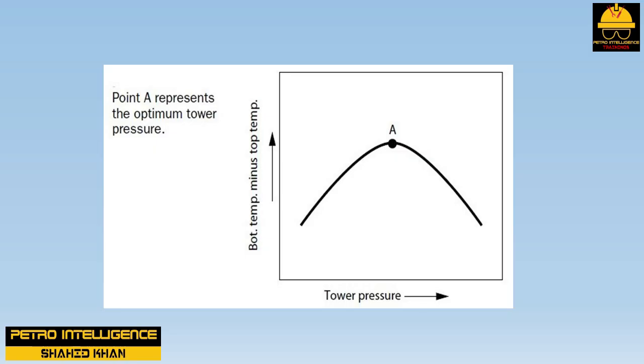This picture illustrates this relationship. Point A is the incipient flood point. In this case, the incipient flood point is defined as the operating pressure that maximizes the temperature difference across the tower at a particular reflux rate. How, then, do we select the optimum tower pressure to obtain the best efficiency point for the trays? Answer is, look at the temperature profile across the column.